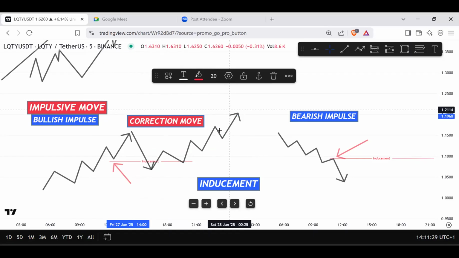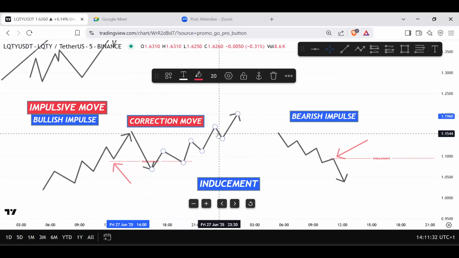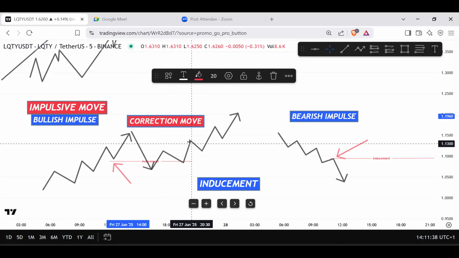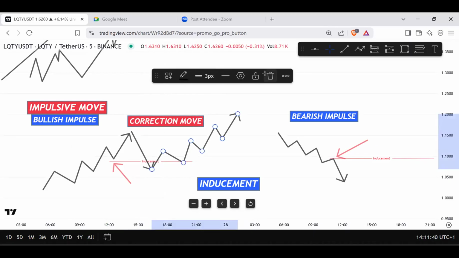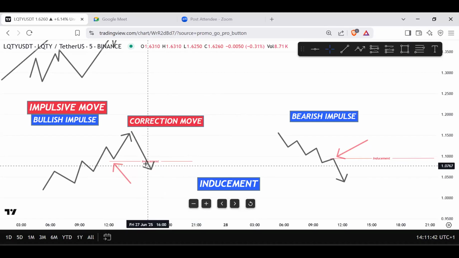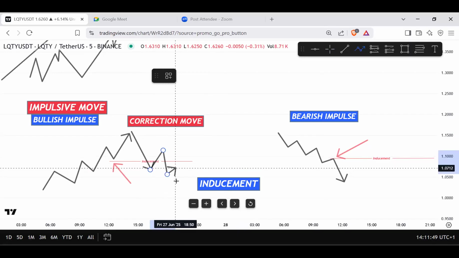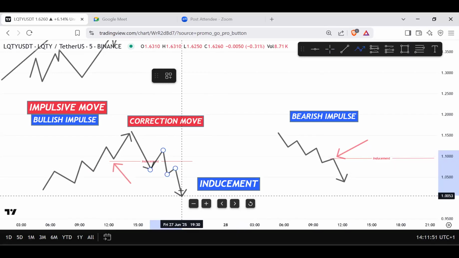So correction doesn't mean it can go down? Of course, it can continue the impulsive move again to the uptrend. Good question. So let me remove this. After this correction, price can still do something like this and still go down a little.